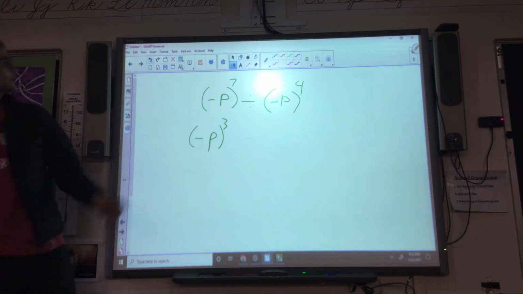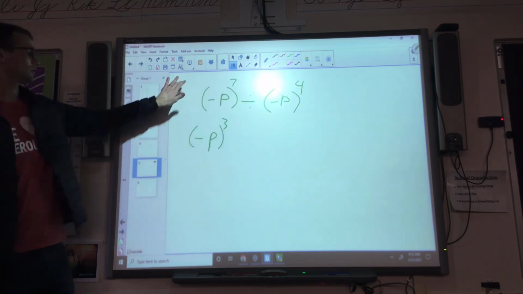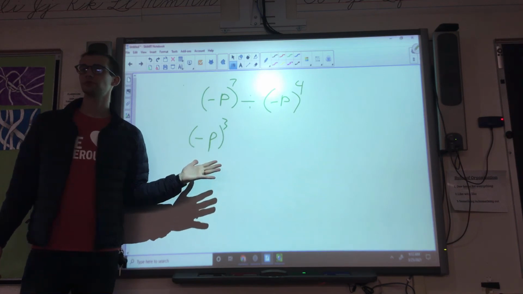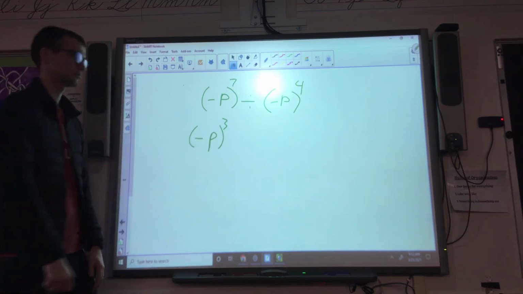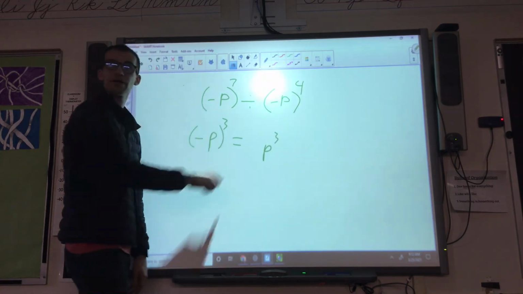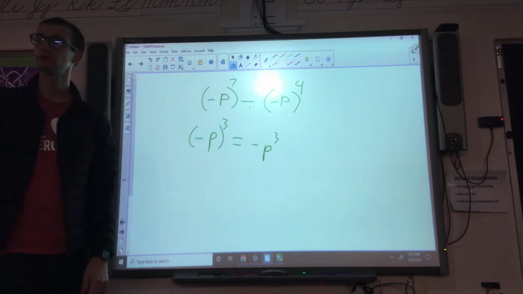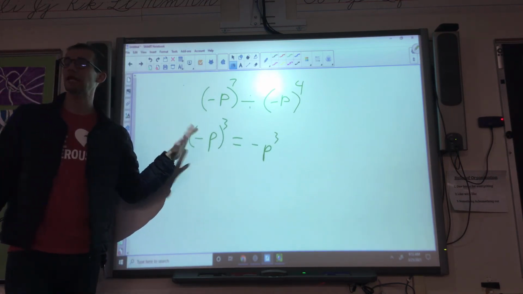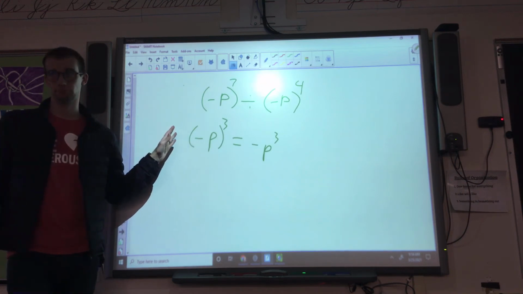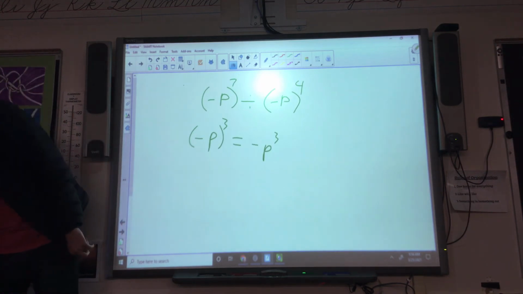Alright, the other thing is, is this a simplified version? The simplified version would be what? Yeah, without the parentheses. And is it negative or positive? Negative. Yep. On the assignment, is it going to ask you to simplify it? Maybe? Yes. So no parentheses. You don't want parentheses on the final one.